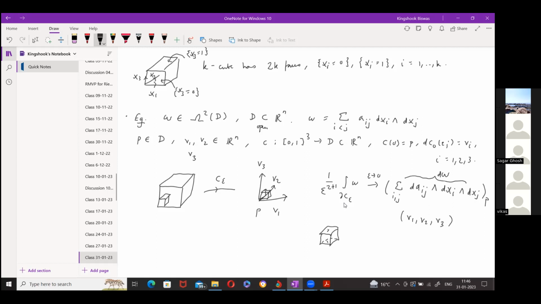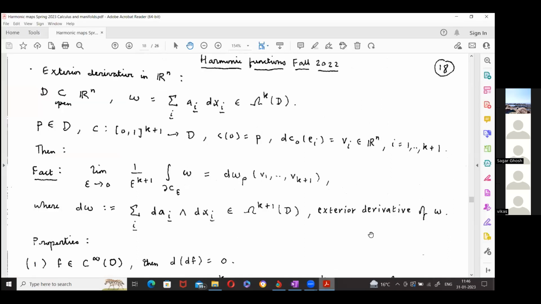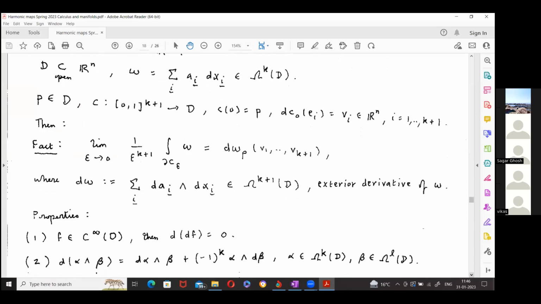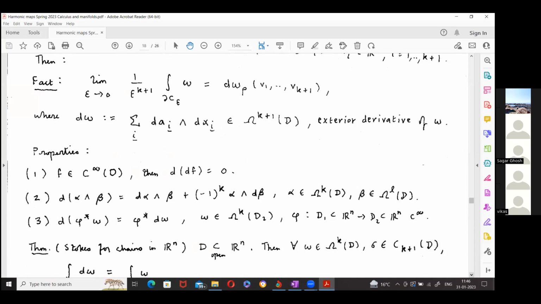So is this clear? What's happening? Yes? Okay. So this is the exterior derivative, and it has the following properties.